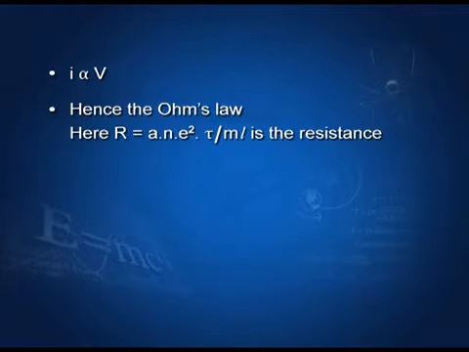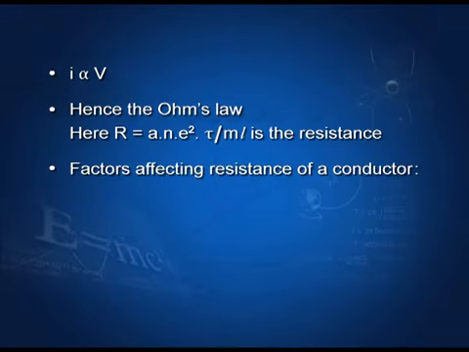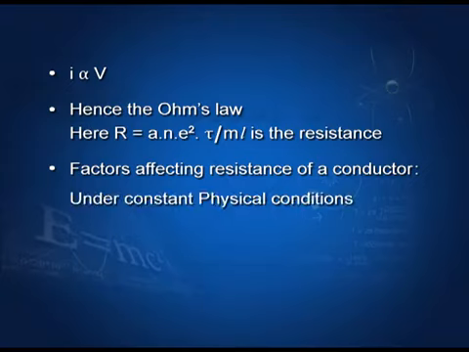Here A n e square tau upon m into L is a constant, say R, which is referred to as the resistance. Factors affecting the resistance of a conductor. Let's study some parameters which affect the resistance. Under constant physical conditions, we have seen that resistance is directly proportional to the length of the conductor and inversely proportional to the area of cross section.